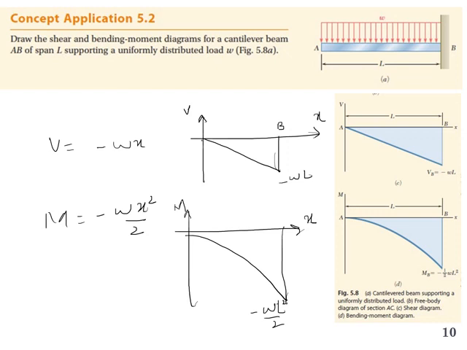Shear force is changing linearly, it will be 0 at A, and it will be maximum at B. And if we look at the bending moment diagram, it will be 0 again at A, maximum at B, but it is parabolic. If you compare shear force and bending moment, the bending moment curve will always be one order higher than the shear force. Again, that is an important thing to remember.